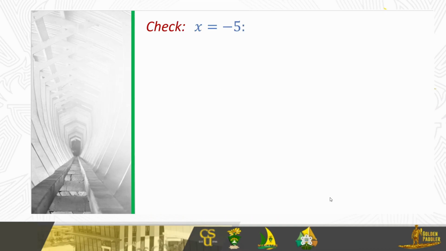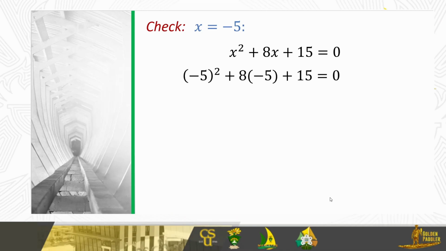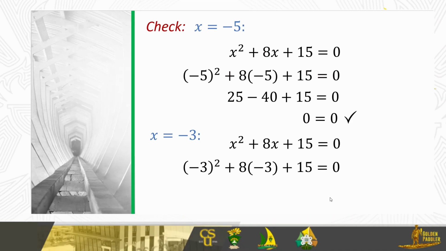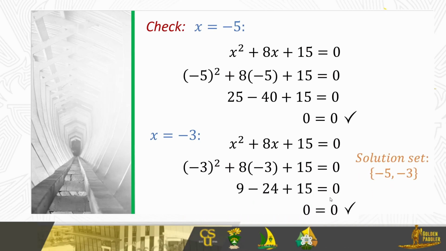Now, we check each of these values independently. When x is equal to negative 5, the original equation becomes this and this and this. So we ended up with a true statement 0 equal to 0. Then we check the other value x equal to negative 3. Plugging this into the original equation, we have the following. And we still end up with a true statement 0 equal to 0. So therefore, the solution set is the set containing these two values, negative 5 and negative 3.